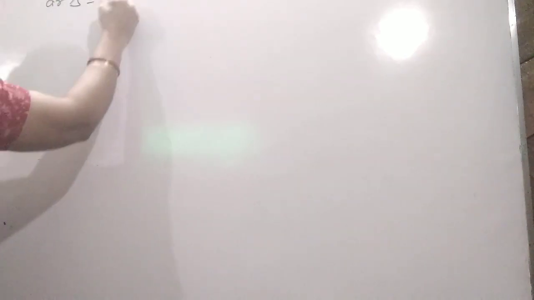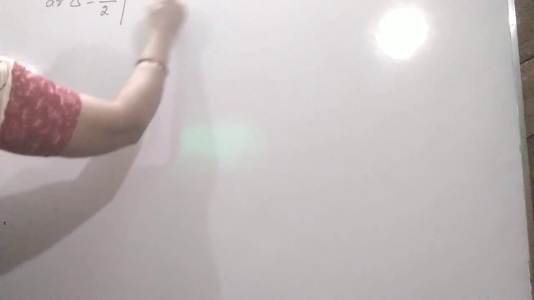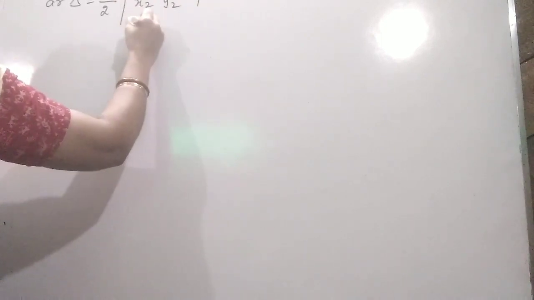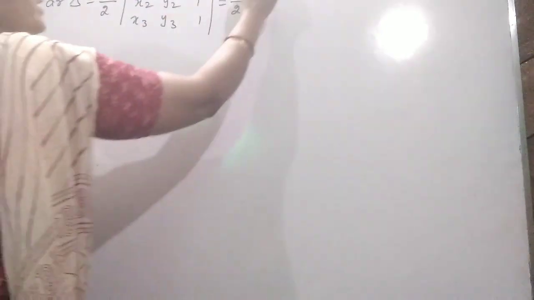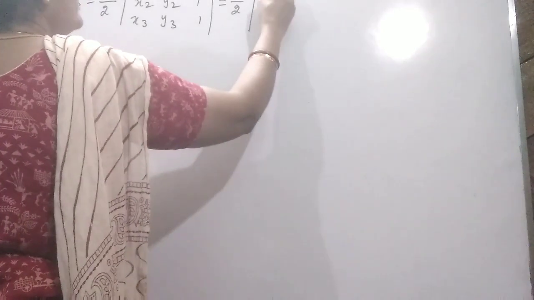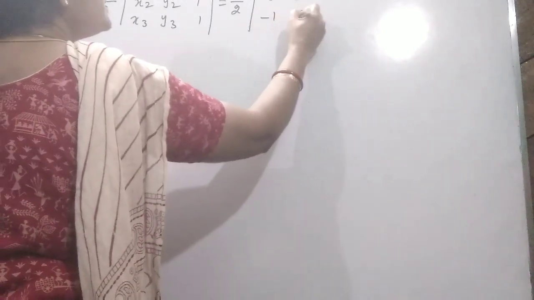Now find the area of the triangle with the following vertices. Which part do I have to do? I'm taking the third part: minus 2 comma minus 3, then 3 comma 2, and then minus 1 comma minus 8. Three vertices are given, so we have to find the area of the triangle. Area equals half into the determinant with rows x1, y1, 1; x2, y2, 1; and x3, y3, 1. Using all the vertices, we have minus 2, minus 3, 1; then 3, 2, 1; and minus 1, minus 8, 1.